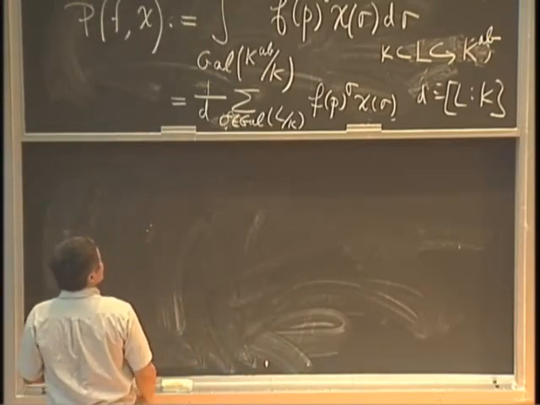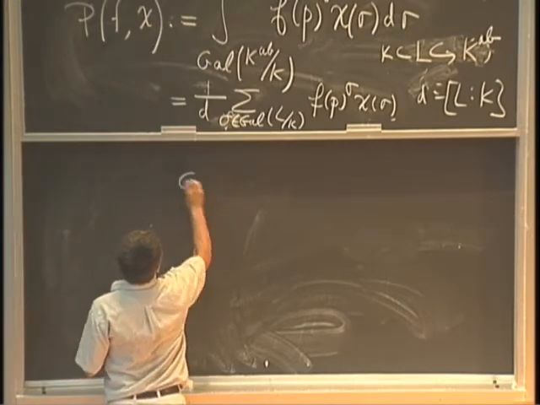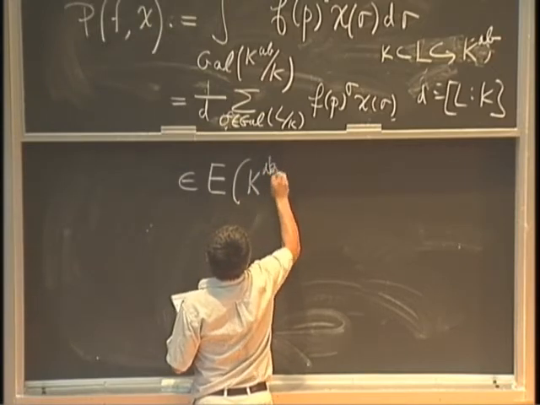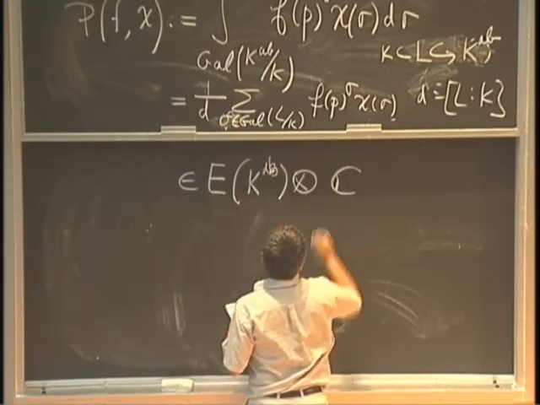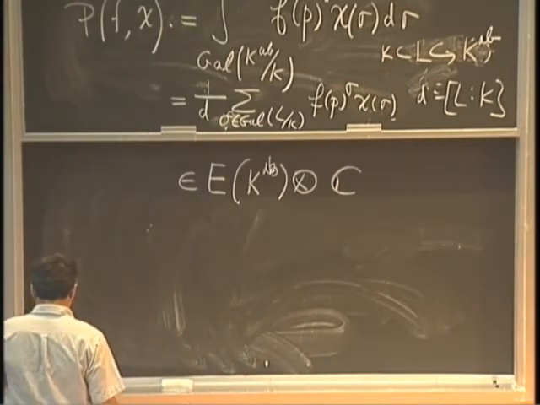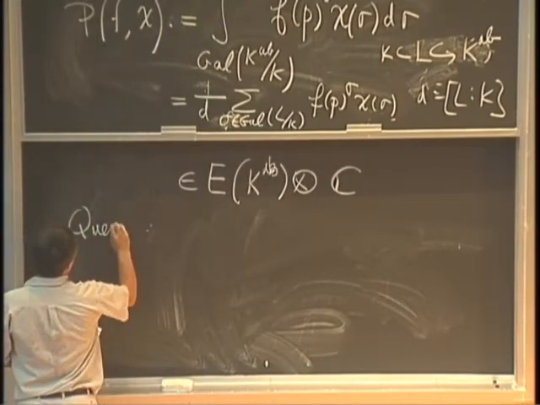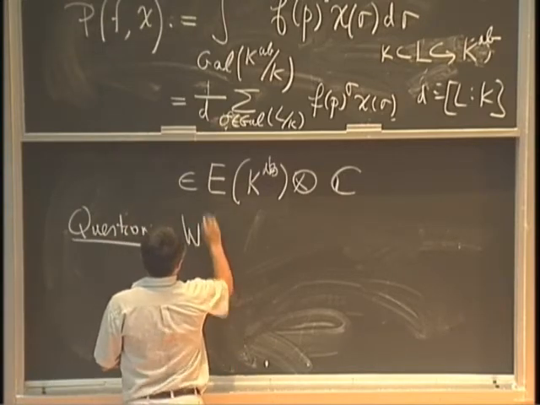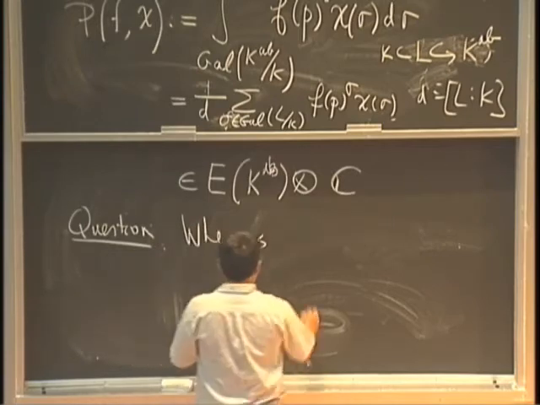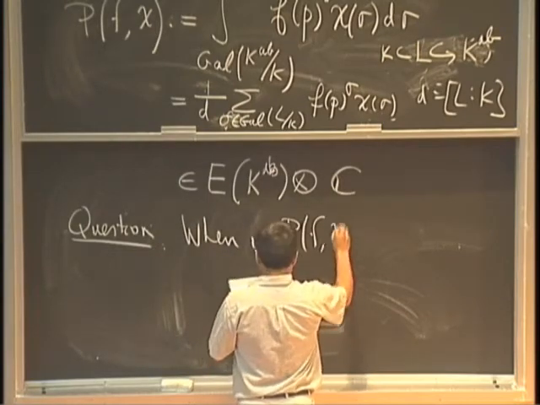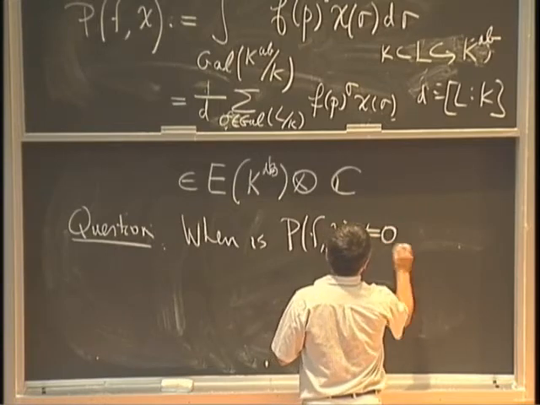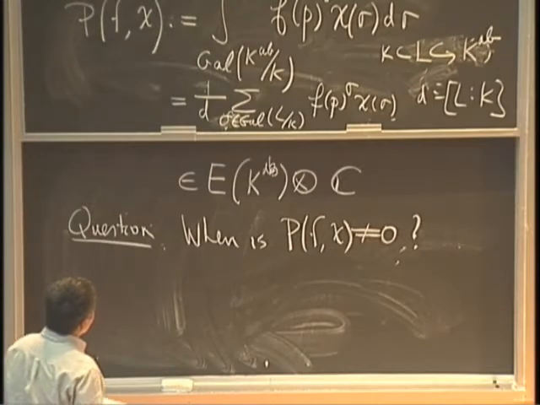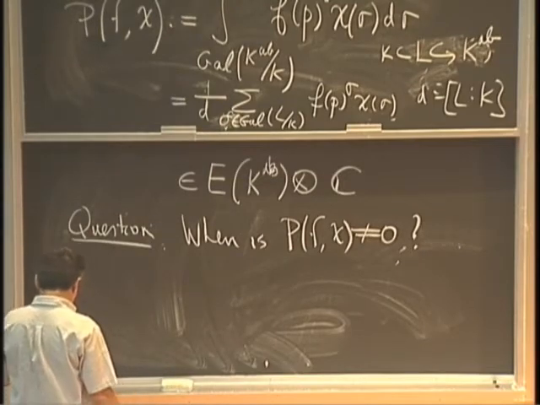Okay, so this is the point inside E(K)^{AB} tensor with C. So the main concern of this is: when is the P of chi not zero? So we construct a point there. We want to see when this is non-zero.